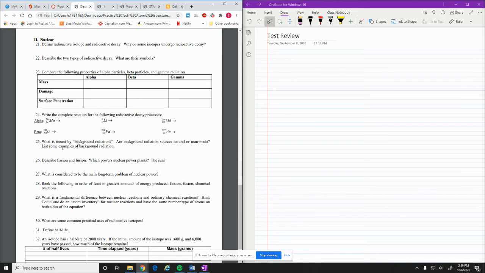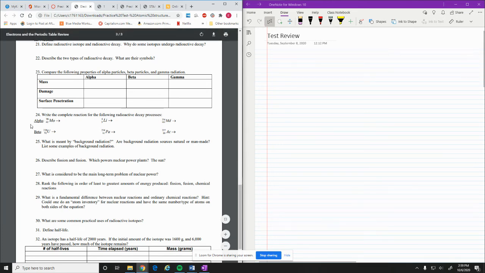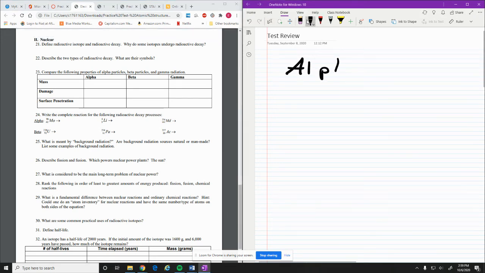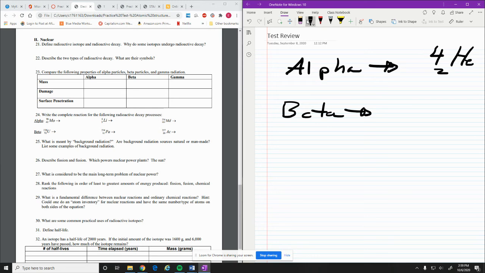These questions are actually, I think, pretty easy as long as you know what alpha does and what beta does. Alpha, every single time, is going to release a helium atom with a mass of 4 and an atomic number of 2. Beta will always take a neutron, turn it into a proton, which makes the atomic number increase by +1. So if this is 80, now it's 81.